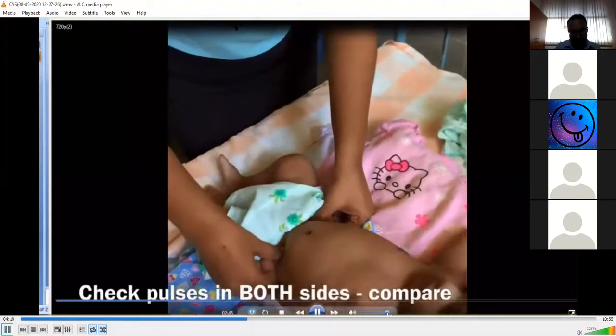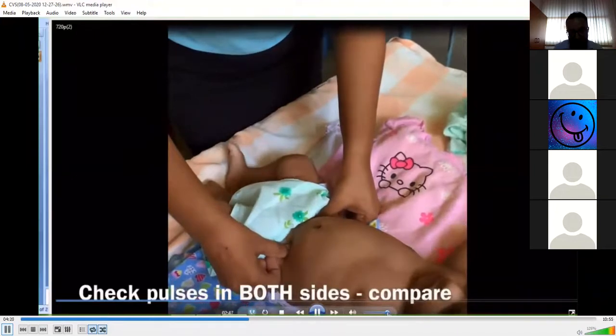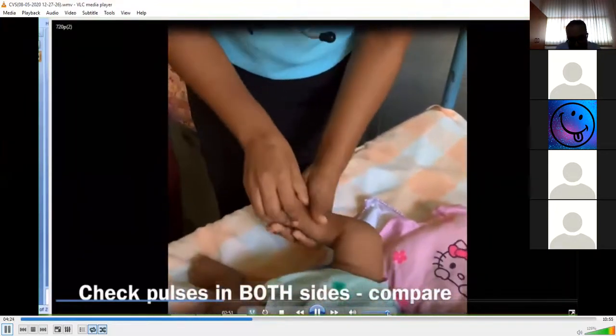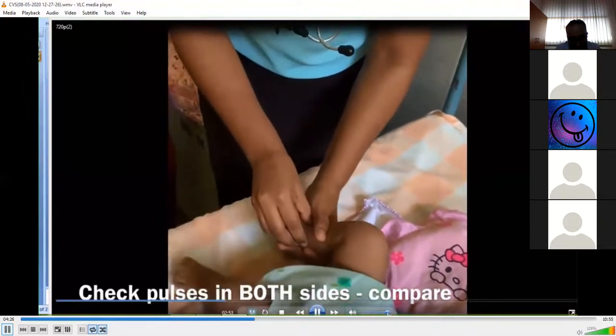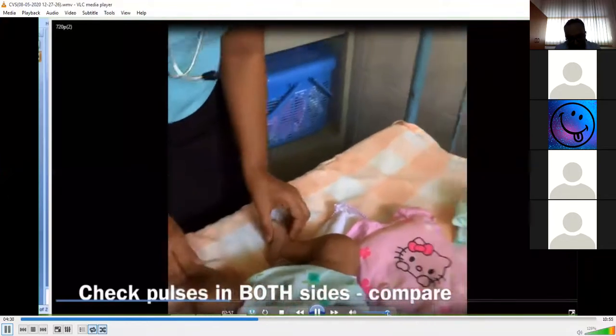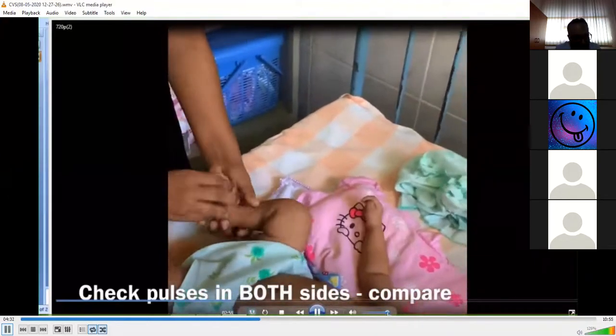She's now checking for femoral pulse, both sides again. Dorsalis pedis, again check both sides. See, compare one side.